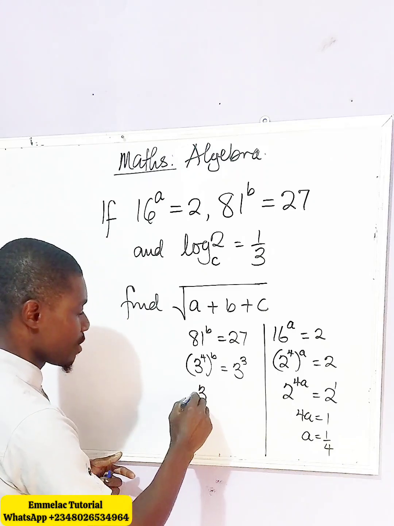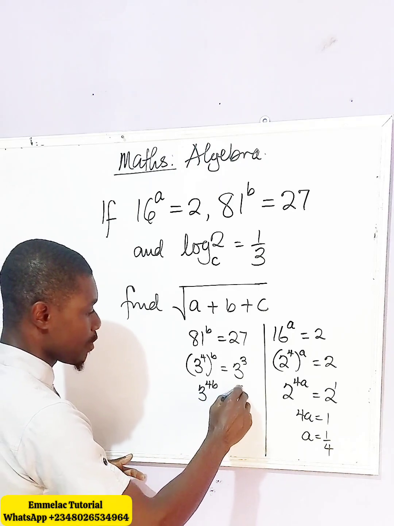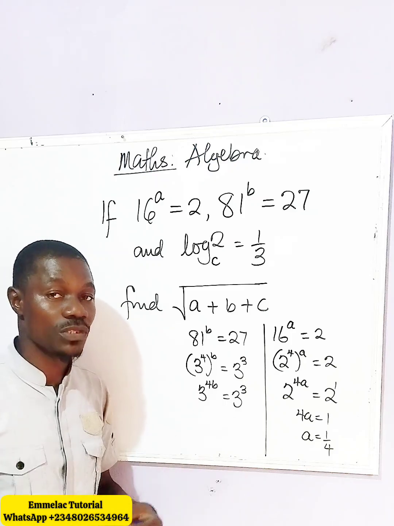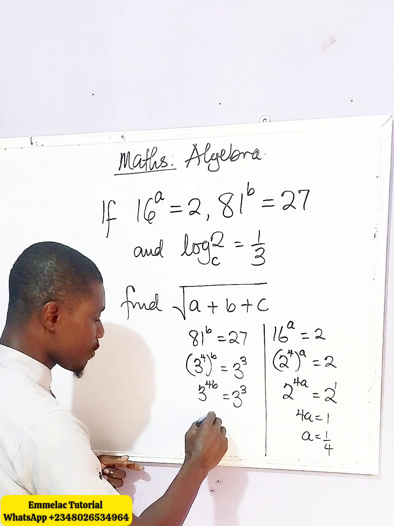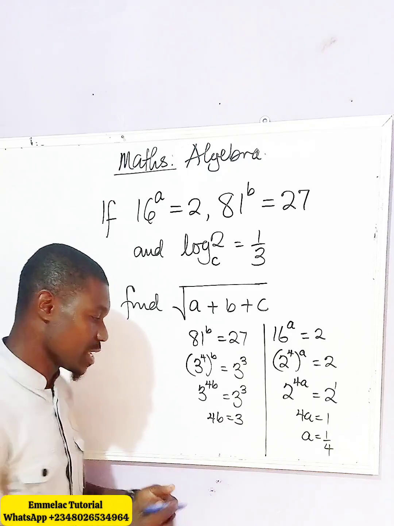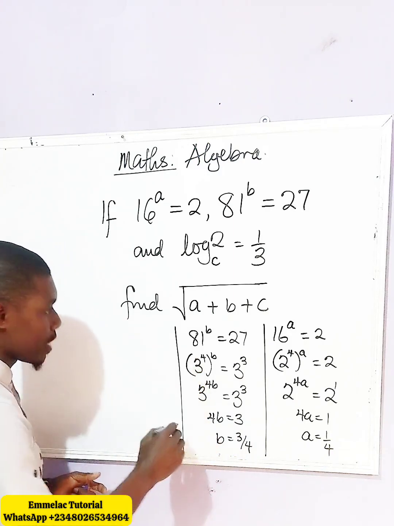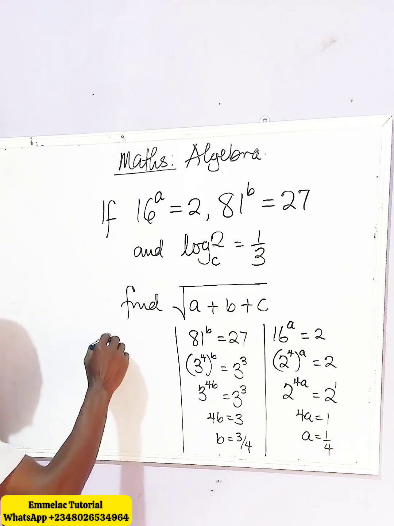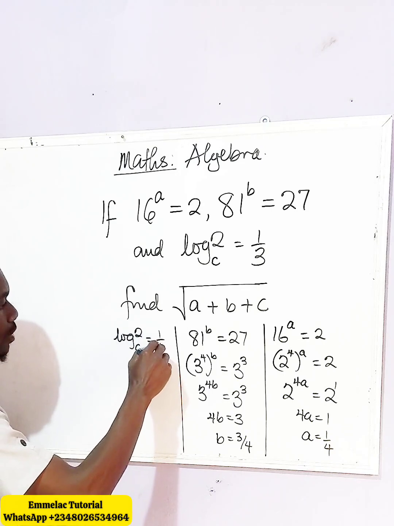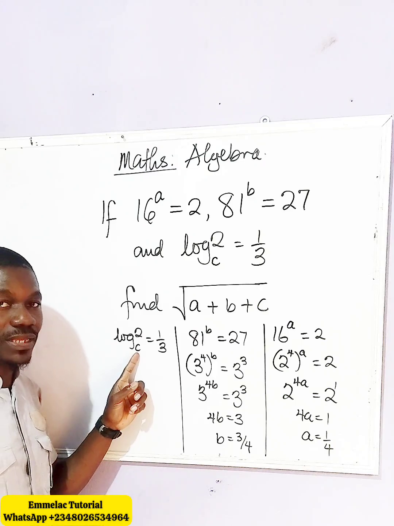So here we have 3 raised to the power of 4b, then equals 3 raised to the power of 3. As long as we have the same base both at the left and the right hand side, we can always equate the exponents. We have 4b equals 3. Now by this, let us divide both sides by 4, then our b now becomes 3 over 4. Okay? So the next one here, we have log 2 base c equals 1 over 3. Okay, so what we need to do is to find the base c.